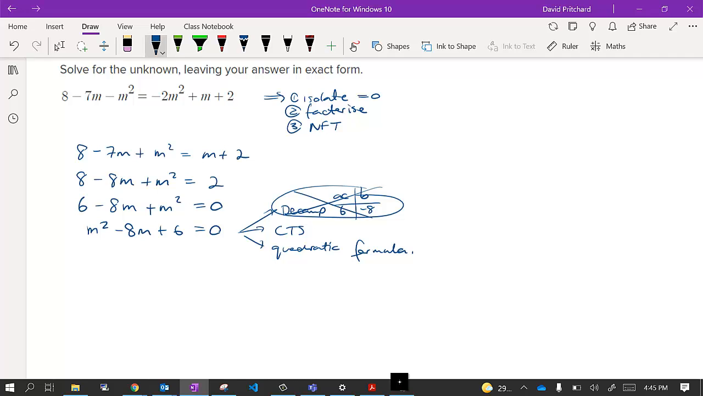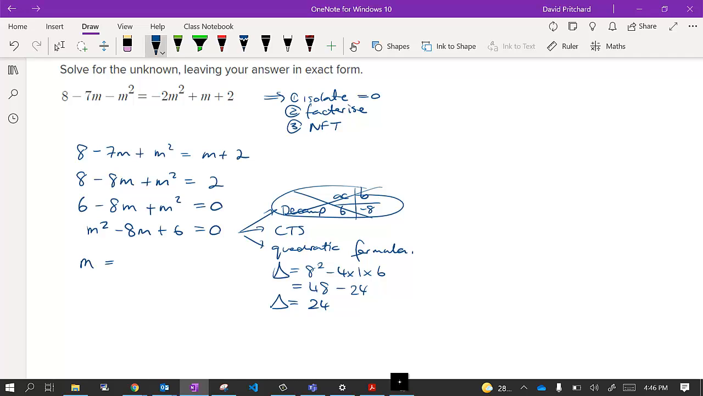That's not possible. And it'll only be complete the square or quadratic formula. I'm going to go down the quadratic formula route. I can look at my discriminant, and that's b squared, which is 8 squared, negative 4 times 1 times 6. And so I've got 48, take away 24, and I'm left with 24. So that kind of confirms what I thought. It's going to be an irrational answer there.